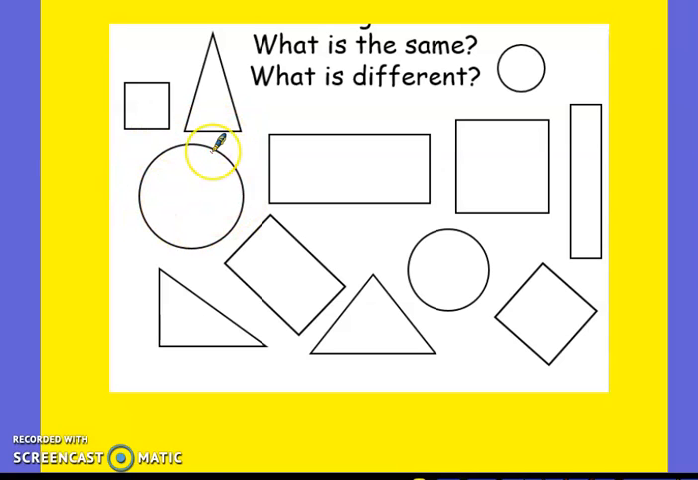Circle is totally different to all the other shapes. It's only got 1 side and it's got no corners. Triangles, we've also got lots of, these are all triangles, but they're all different types. Some of them have got all the sides the same length, like this one. It's called an equilateral triangle. Some of them have got 1 longer side and different size. Some of them have got 2 sides the same length and 1 short side. So there's lots of similarities, but also lots of differences.